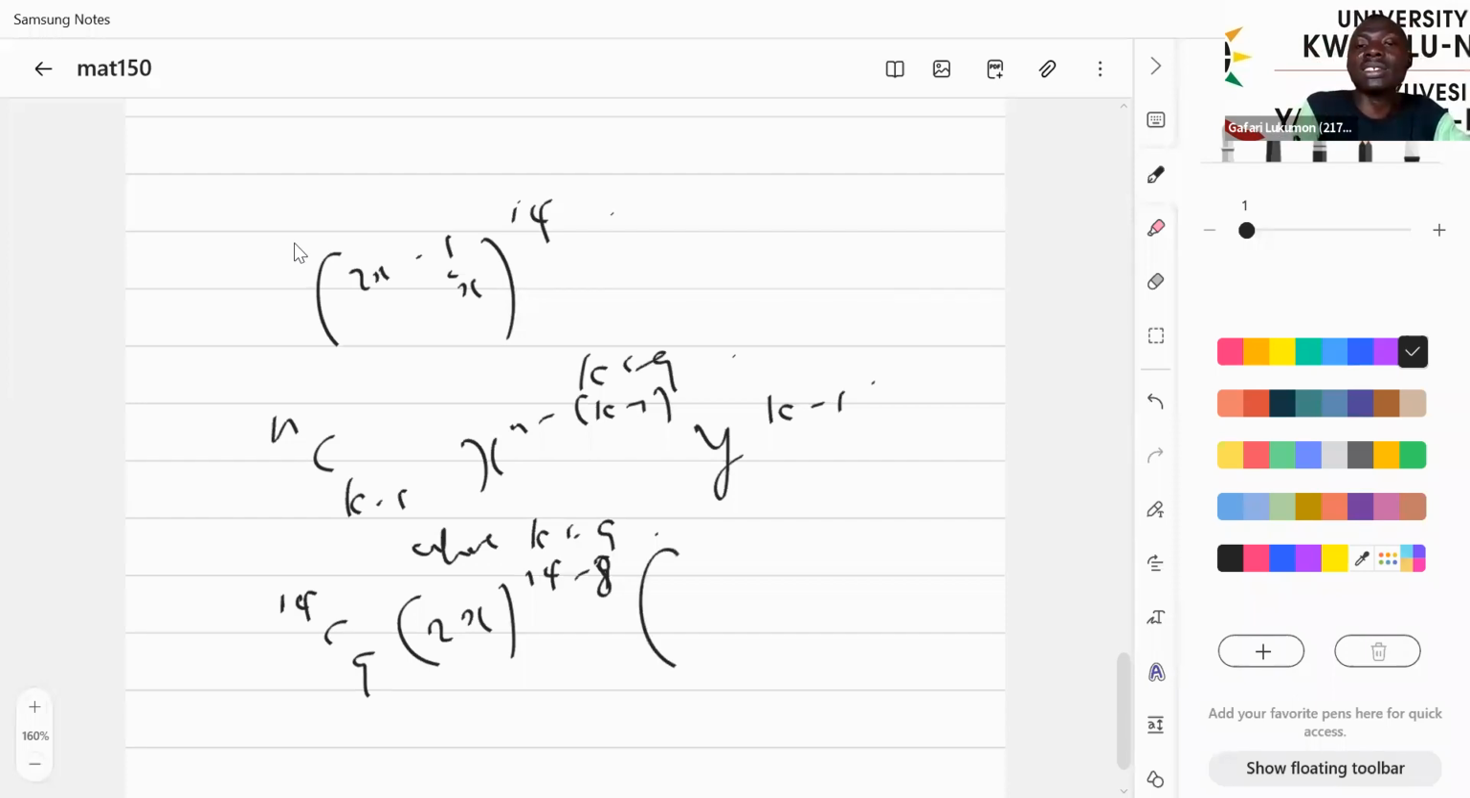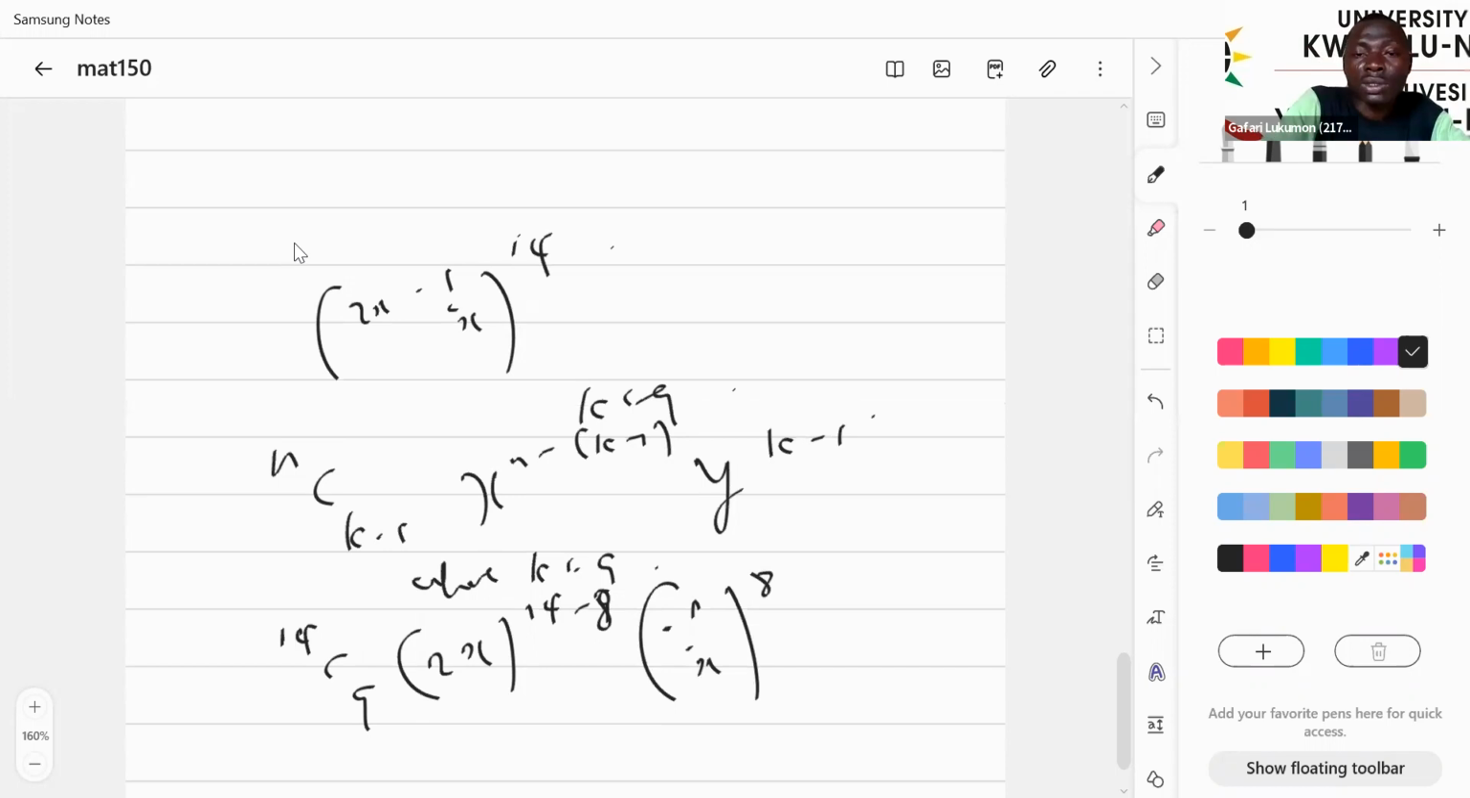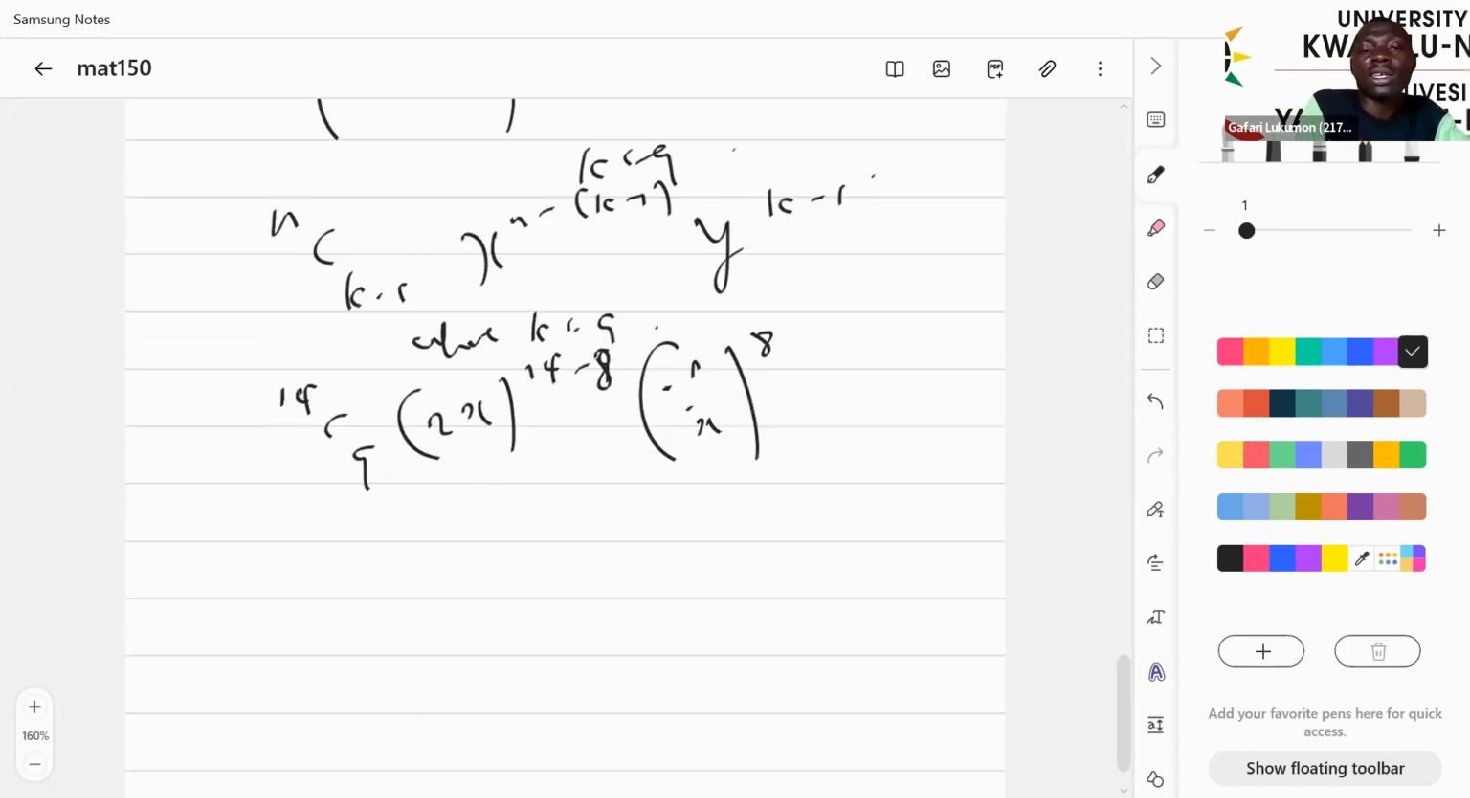Then your y, that is minus 1 over s, everything raised to power what? Everything raised to power 8. So if you do it further, then you have 14 combination 9. Then you have what? 2s, everything raised by 6, 1 over s, everything raised by 8.